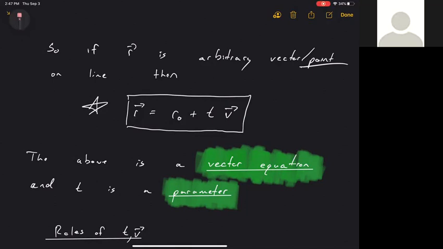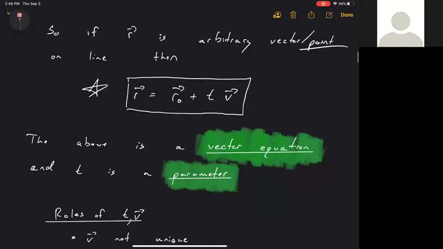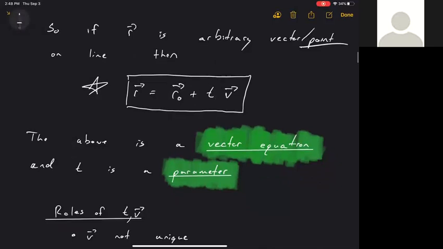Okay. Since this is an equation of vectors, let's see what we got here. We got a vector here, a vector here, a vector here, and then this is just multiplying by my vector. This is a vector equation. And so we would call this the vector equation of the line. And t, which is just a number, is our parameter. It's just a parameter in the equation.